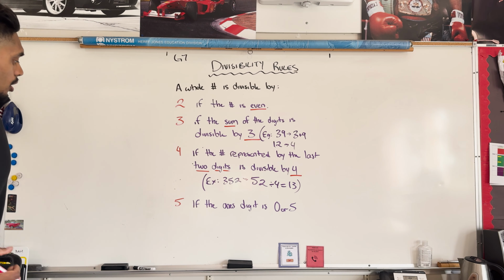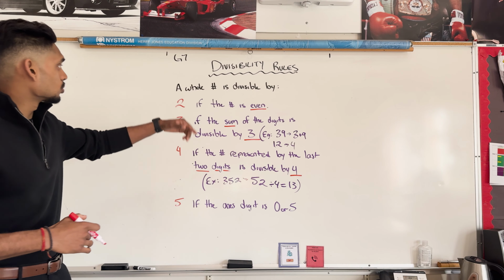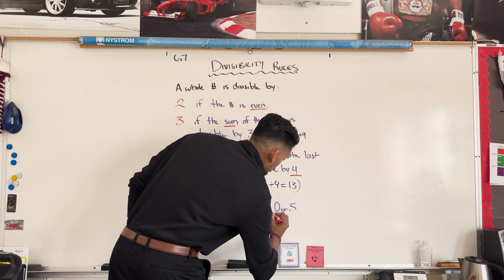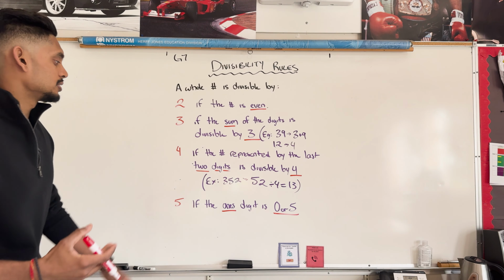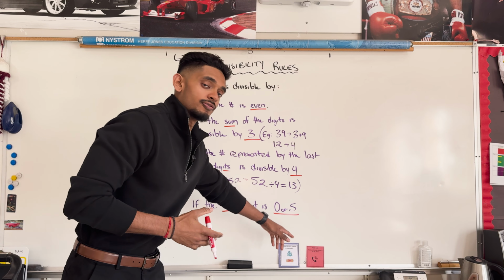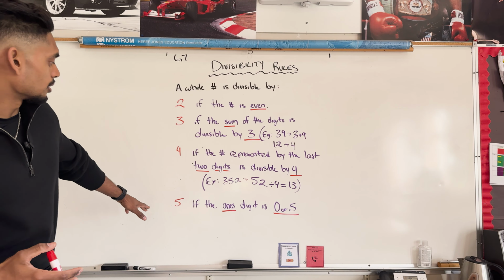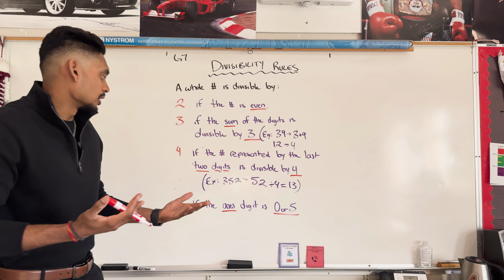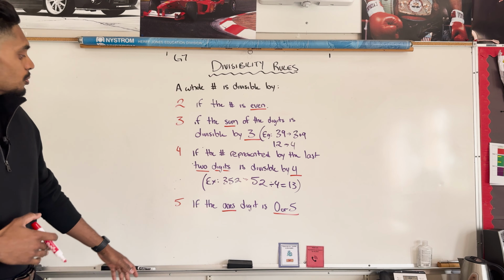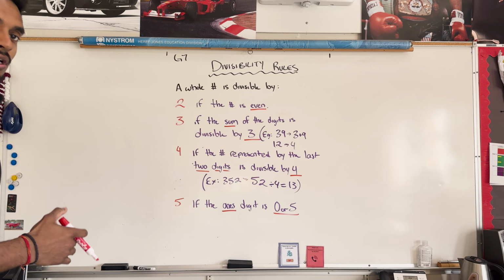All right, another easy one here for 5. So a whole number is divisible by 5 only if the ones digit is 0 or 5. Easy. Example 25. 25 ends in a 5, so we know it's divisible by 5. Another one is like 10. 10 ends with a 0, so we know it's divisible by 5. All right, let's do the next one.